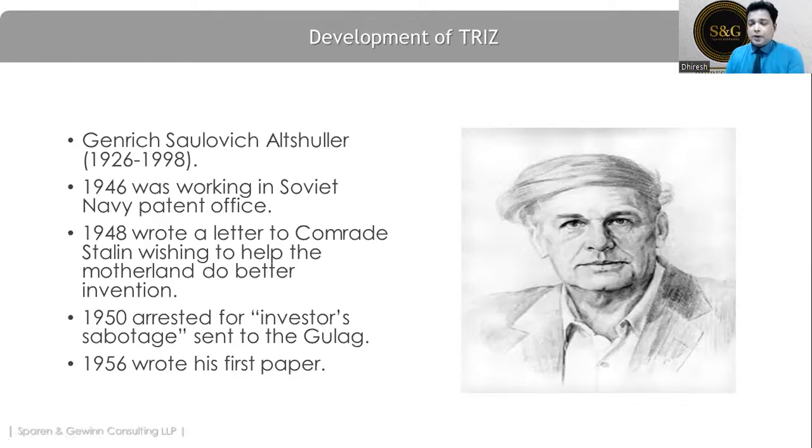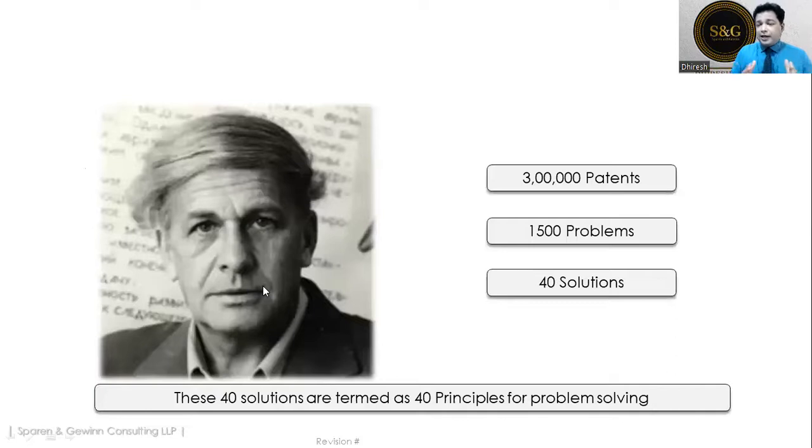on TRIZ. What he did basically, he studied 300,000 patents of invention or innovative ideas and products. Those patents generally solve 1,500 problems. Such a huge work this gentleman has put into this, and he identified there are common traits. So he bucketed all those solutions. Those 1,500 problems were bucketed into solutions, and those solutions were bucketed into 40 solutions that Altshuler called principles.